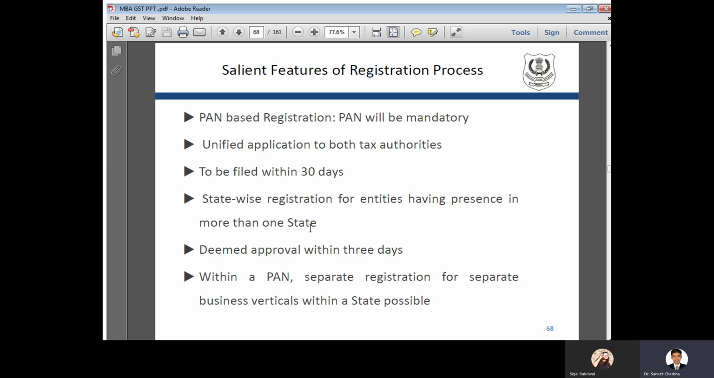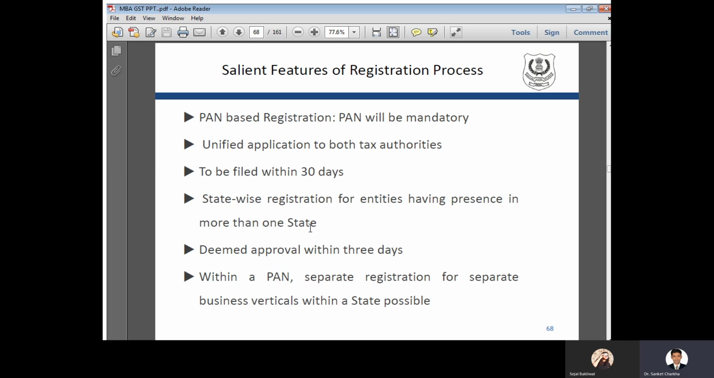State-wise registration for entities having a presence in more than one state. As you must have seen in earlier slides, if your place of business is at different locations, you have to get registered at those locations, but it matters only with respect to the state. If your business is located in Maharashtra, and also in Madhya Pradesh, Gujarat, West Bengal, Haryana, or Tamil Nadu, then at each respective state level you have to get yourself registered.